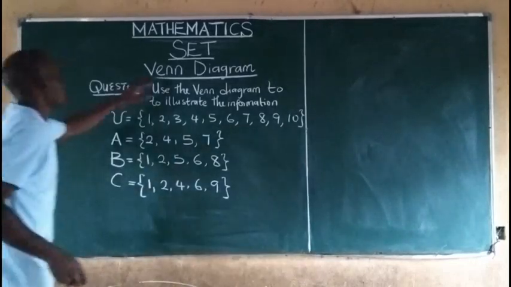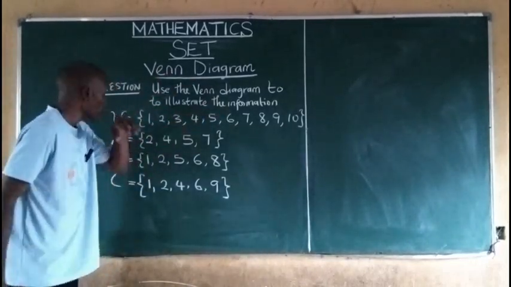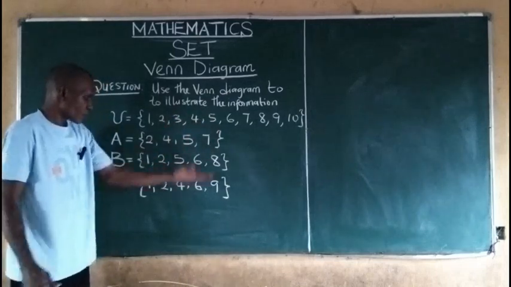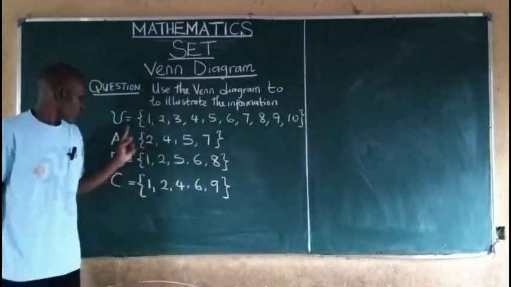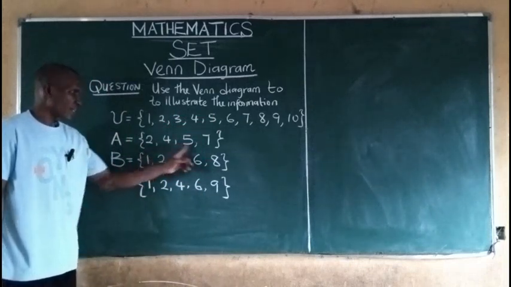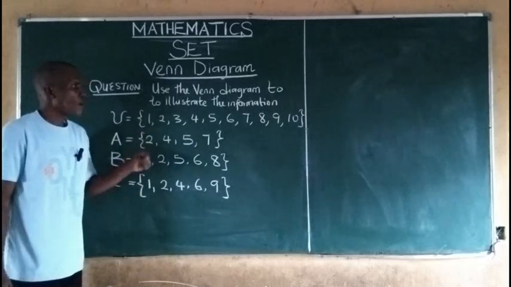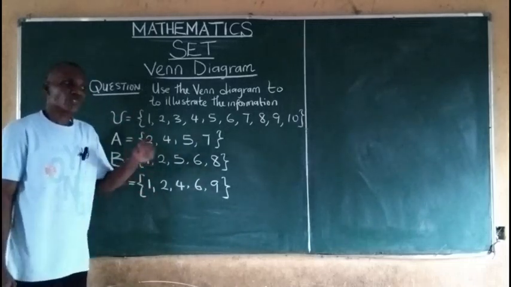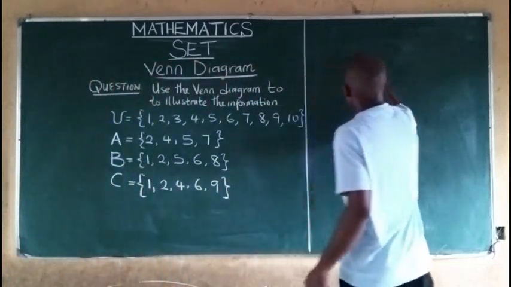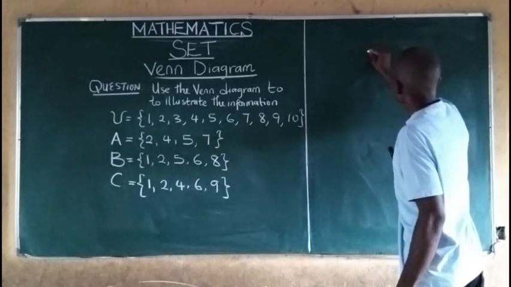We have a question here on Venn diagram. Use the Venn diagram to illustrate the information. This is the universal set. We have set A, set B, and set C. These are the elements in it. So the first thing we do is to draw the Venn diagram.